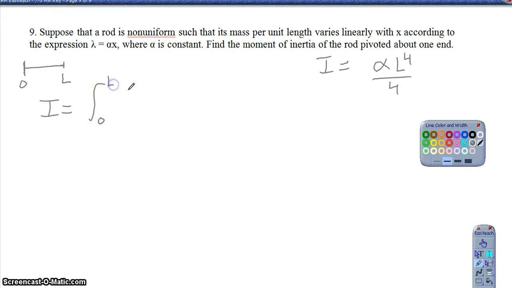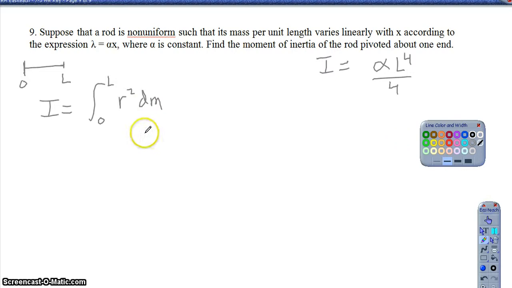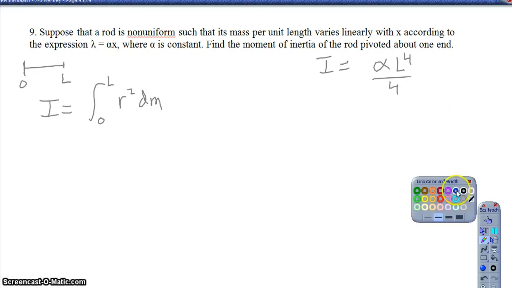So from 0 to L, and then it's always r squared dm, where dm once again represents the mass per strip. We've actually seen a question like this before when we did the center of mass. We hadn't yet done one with the moment of inertia, so I figured I'd throw this at you too, although hopefully you agree that it's not really much worse than what we did for the center of mass. But again, the key as always is finding dm.